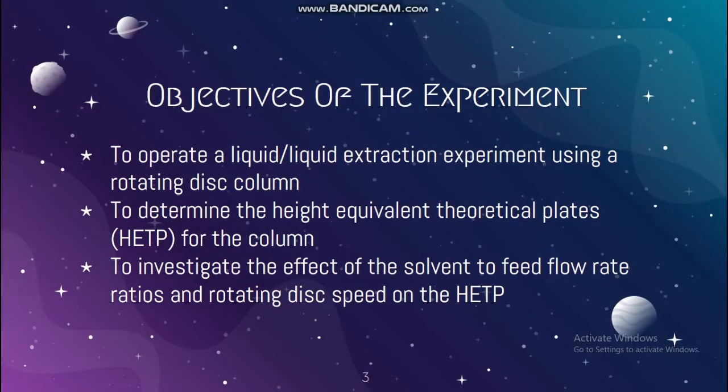The next one is the objectives of the experiment. First is to operate a liquid extraction experiment using a rotating disk column. Second, to determine the height equivalent to a theoretical plate, also known as HETP, for the column. And the last one is to investigate the effect of the solvent to feed flow rate ratios and rotating disk speed on the HETP.